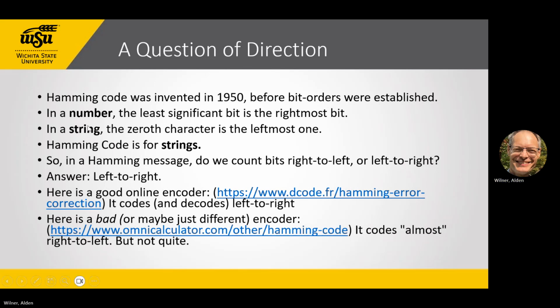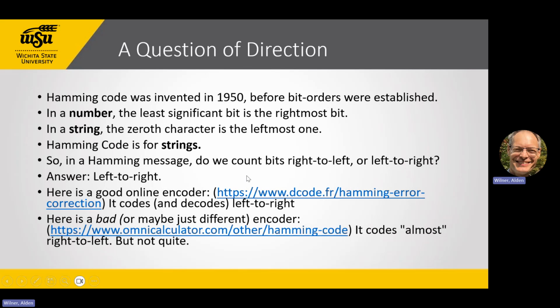In a number, the least significant bit is the rightmost one. In Hamming codes, it's the leftmost. In a string, the first character is called 0. In Hamming, it's sometimes called 1. So in a Hamming message, we count things left to right.